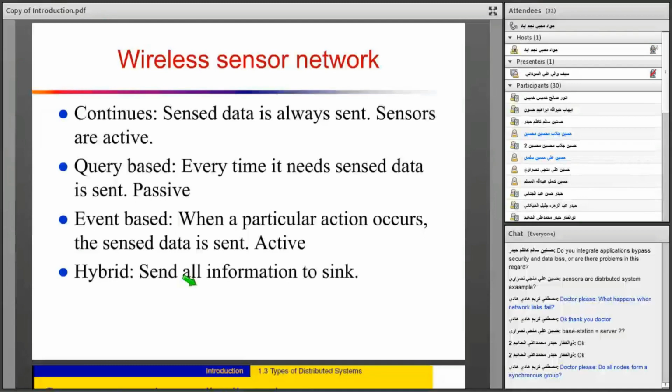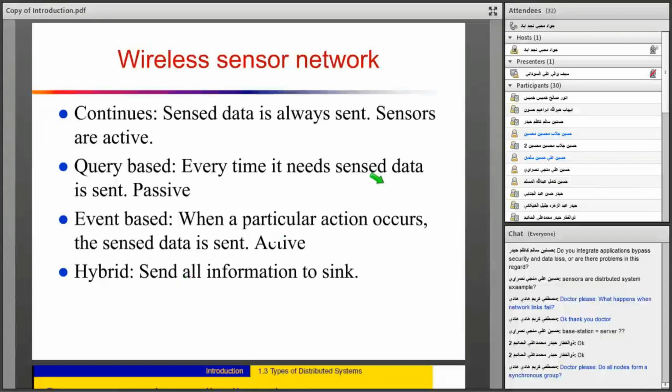Mustafa asks, do all nodes form a synchronous group? I need to think about your question. Yes, the nodes can be synchronous, but the question is whether there are any asynchronous groups in the WSN. I think it's possible that there are some asynchronous nodes.